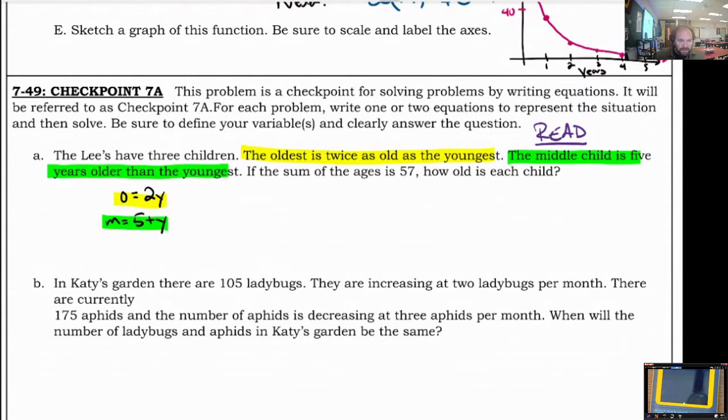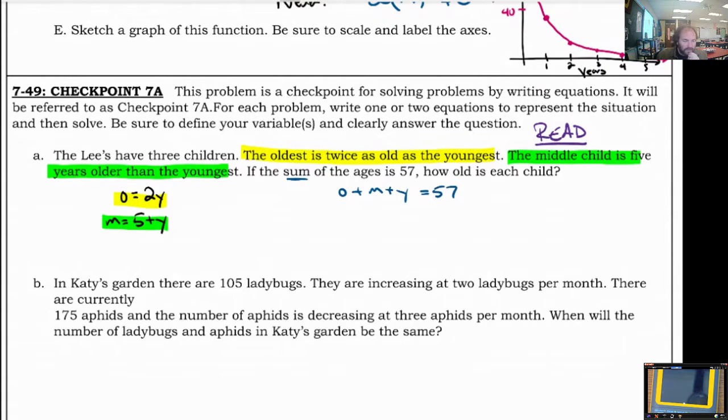And honestly, if you're the kind of person that's frustrated by this class, I hope you're really not frustrated by those 2 things. And if you are, take a breather and look at them real seriously. That's not very difficult to do. Now, the sum of the 3 ages is 57. This is where you got a little bit of a jump to make, because you got to know what the word sum means. We're adding everything together. So the oldest plus the middle plus the youngest, that's 57.